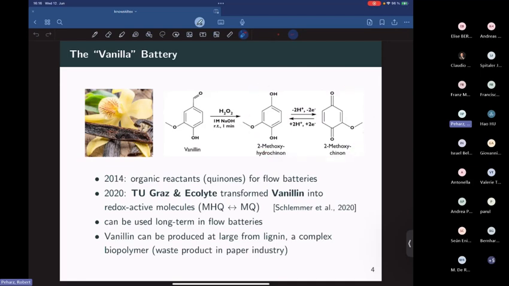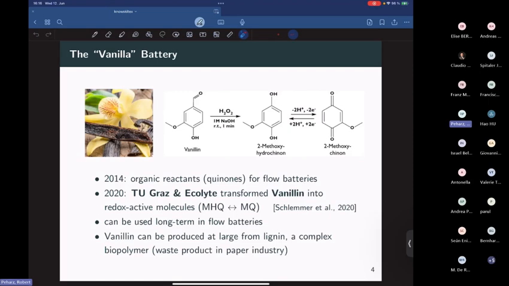which you can really use in redox flow batteries. And in their publication, they showed over many charge-discharge cycles that you can actually build flow batteries with these vanillin-based substances, that they are quite stable, and that you can run flow batteries in the long term with them.